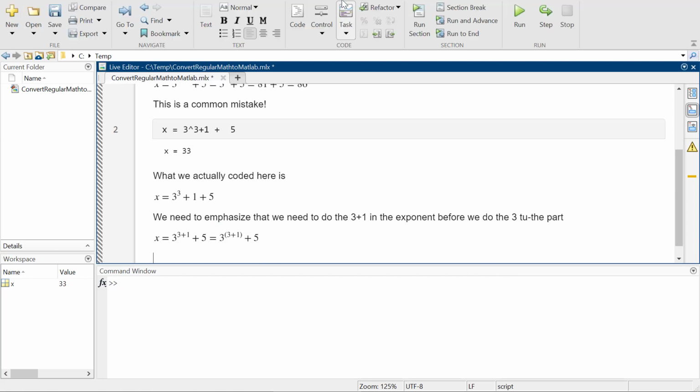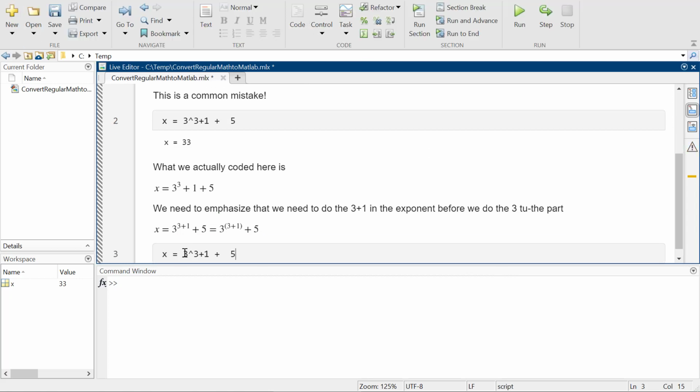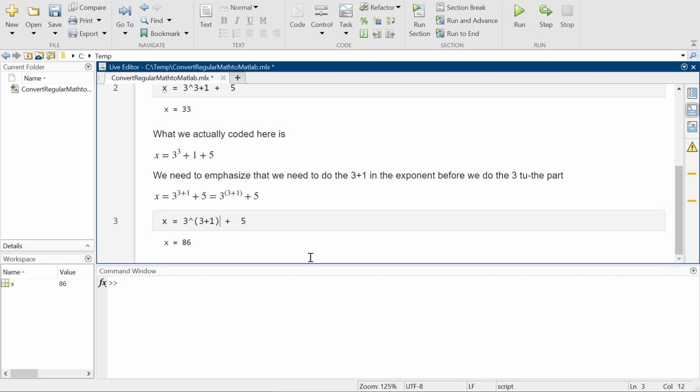So if you're struggling with this and you're like, I keep getting the wrong answer and math is dumb, try rewriting things with the parentheses so that whenever you convert it to code, you get the right answer. And there's the 86 we were looking for. So does that help? Hopefully. Okay.